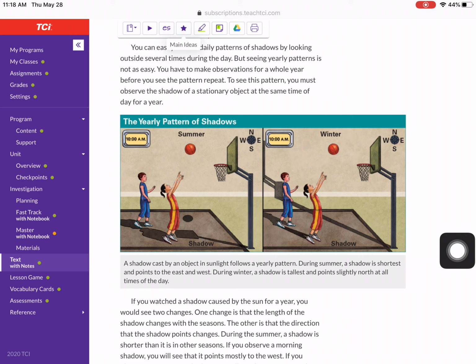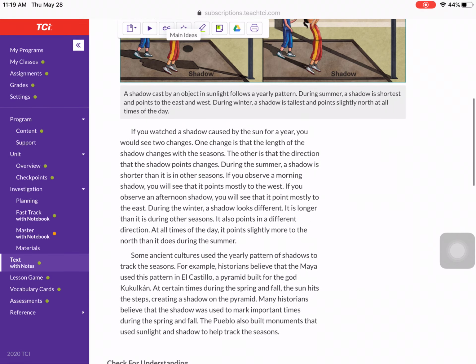What you guys can do as well, if you have a basketball hoop, or maybe a light post outside your house, or maybe even your mailbox, bring some chalk and trace the shadow at 9 or 10 in the morning, and then trace it again at 5 or 6. Notice the difference of the shadow.